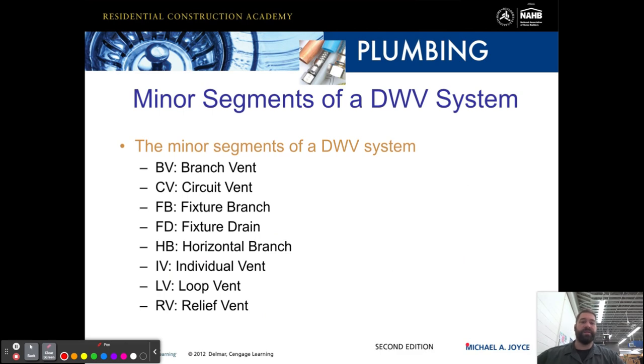Now we're going to look at minor segments of a drainage waste vent system. We have the branch vent, the circuit vent, the fixture branch, the fixture drain, horizontal branch, individual vent, loop vent, and relief vent. Before, we were looking at the entire system, the entire house. Now we're going to bring that down to one room, so the segments for a bathroom or a kitchen as compared to an entire house.